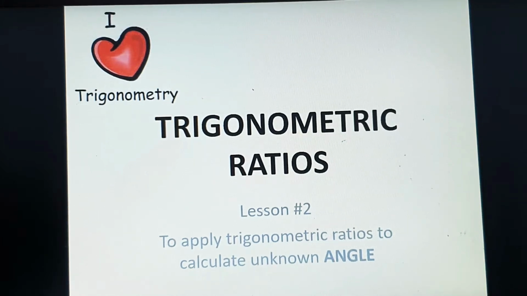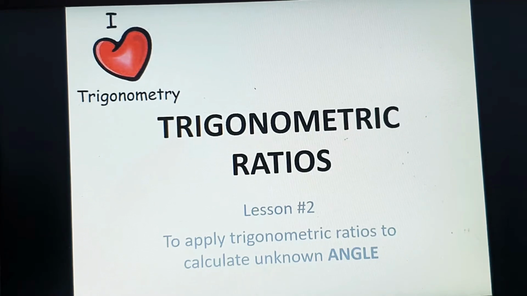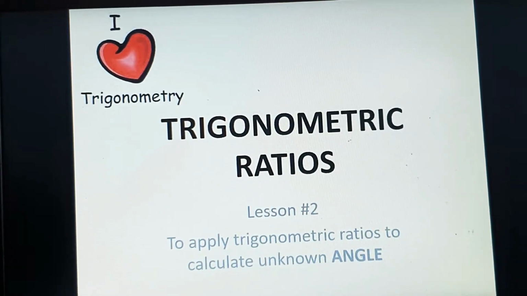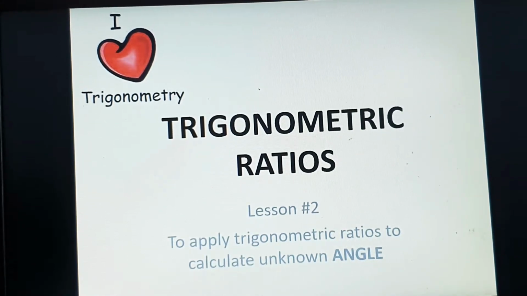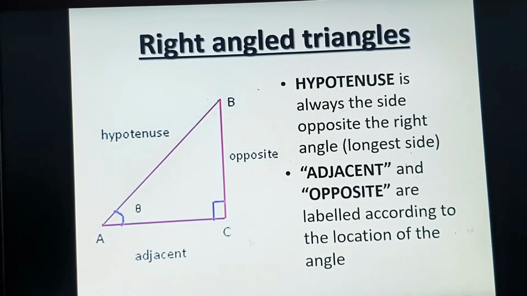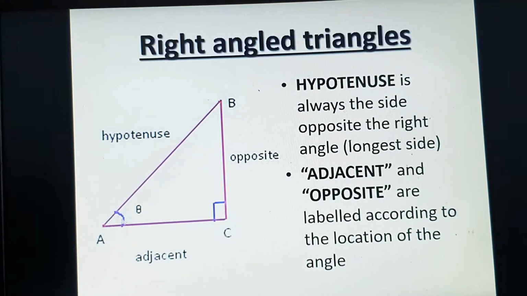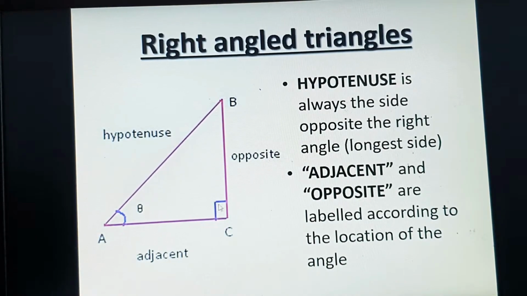So in this video, I'm going to take you through how to use the same 3 trigonometric ratios, but instead of looking for the unknown side, we're going to use them to find an unknown angle in a right angle triangle. So don't forget, always remember that opposite and adjacent is always dependent on the location of the angle, and the hypotenuse is always going to be the side that's opposite the right angle.